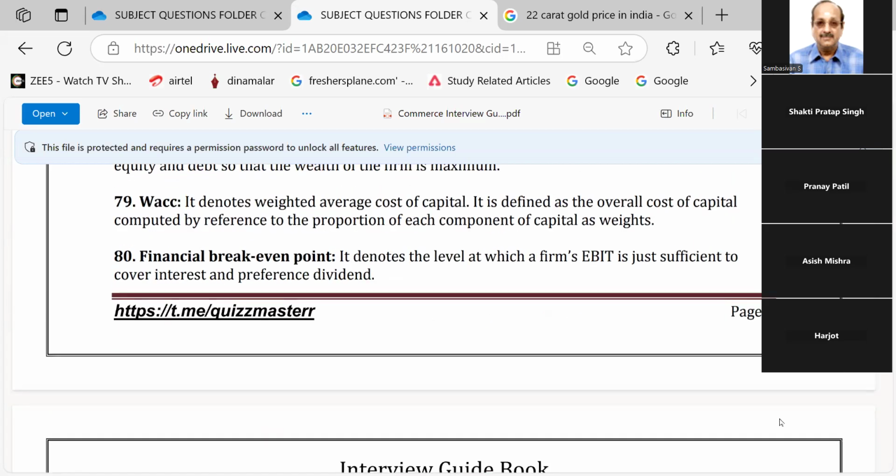Continue. Number 80, financial break-even point. It denotes the level at which a firm's EBIT is just sufficient to cover interest and preference dividend. See, this is very financial break. Normally in business, break-even point means the sale figure that you have to reach in order to see that there is no loss or gain. You understand? Break-even point means that; here financial break-even point is given differently. Expansion for EBIT for non-commerce graduates is earnings before income tax. Very good. You told yesterday. Yesterday I told.